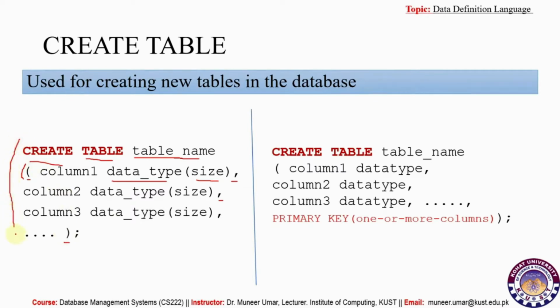So after executing this query, we will get a table named as employee, and it would have 3 columns, but there will be no primary key in the table. So if we need to specify a primary key, then we must type primary key at the end.